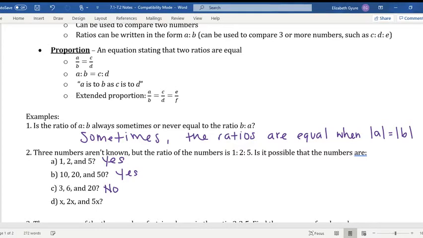And then what about D? X, 2x, and 5. Yeah, that one's also good because this is actually just like the generic version of that ratio. X could be any value, right? You could make X 5, you could make X 7, you could make X 231. And if you put that into your ratio and reduced it down, you would still have 1 to 2 to 5. Good.